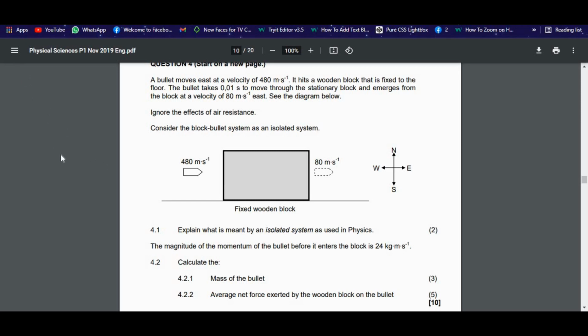So let's have a look here. We've read that the bullet passes through on the one side at 480 meters per second. That's what it's flying at the block with, and exits the block at 80 meters per second. So obviously it loses about 400 meters per second inside the block. Explain what is meant by isolated system as used in physics. So I'll jump on and explain that so that nobody else has to. It's fine.